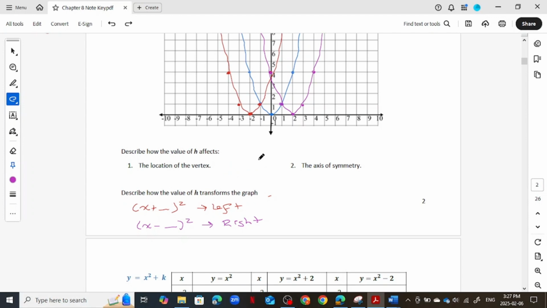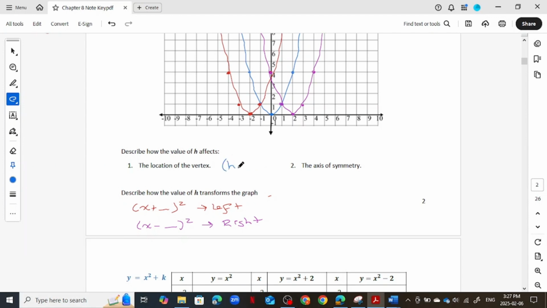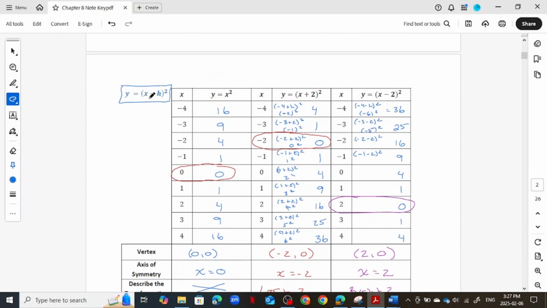I'm going to go back to blue. This purple's a bit light. So I'm going to say that my vertex is at h, and for all of these, it's at h, 0. When you think about this, again, I just want to reiterate that the equation is x minus h. So when you put in a positive value for h, it looks negative.